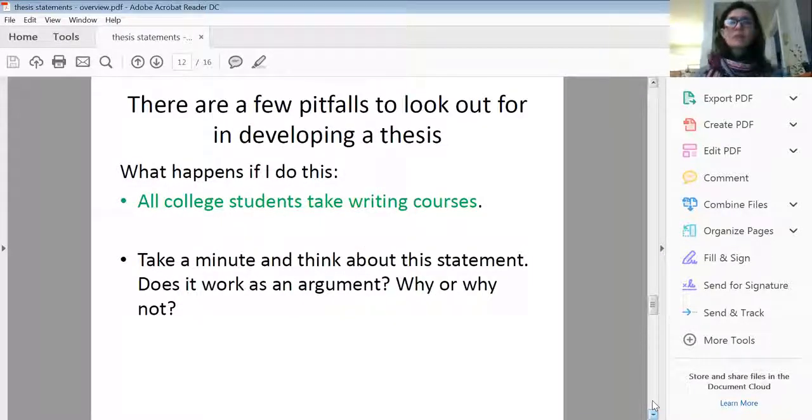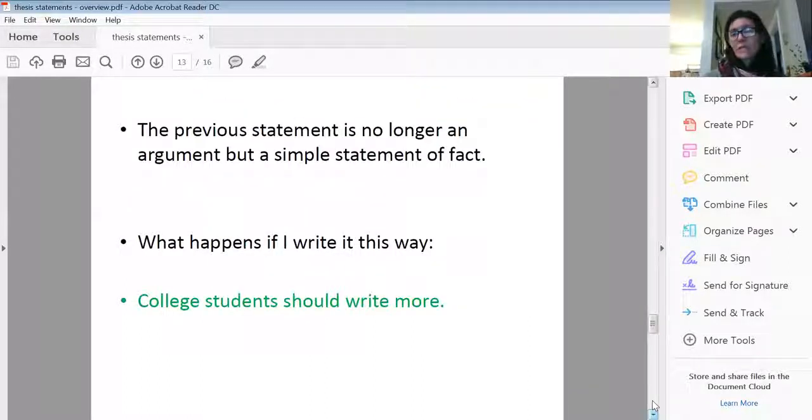But as I said earlier, there are a few pitfalls to look out for in developing a thesis. So what happens if I say this? All college students take writing courses. It's the same topic, but I've worded it differently. Does it work as an argument? Why or why not? It's no longer an argument, but a simple statement of fact. All college students take writing courses. We know they do, but so what about that?